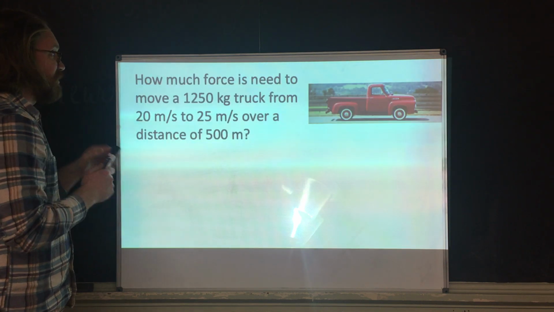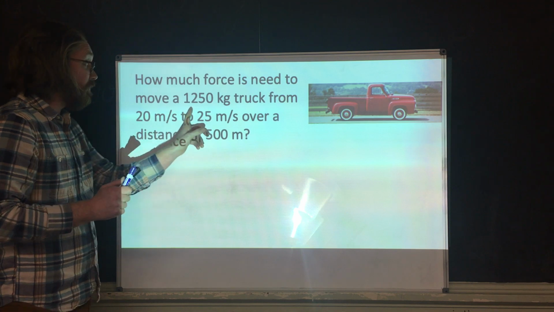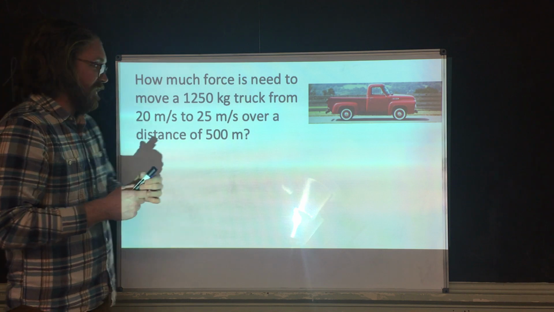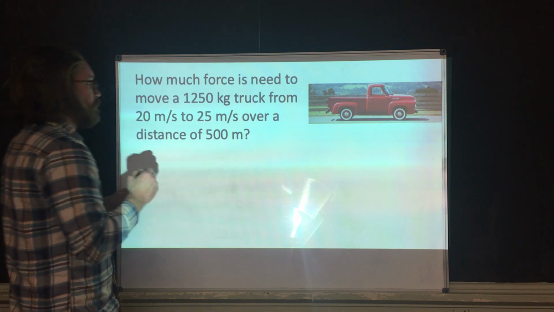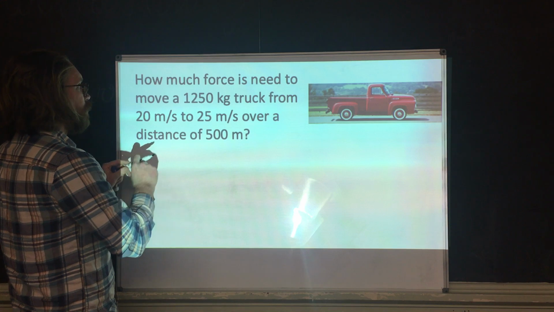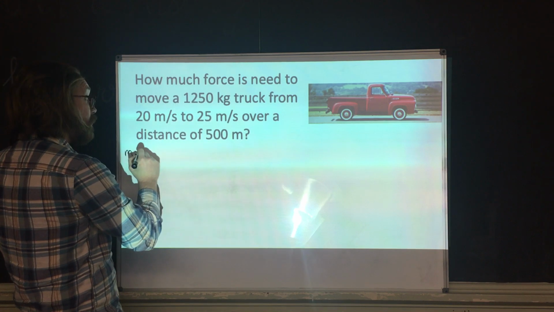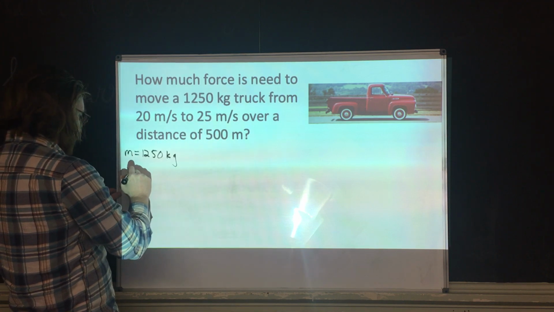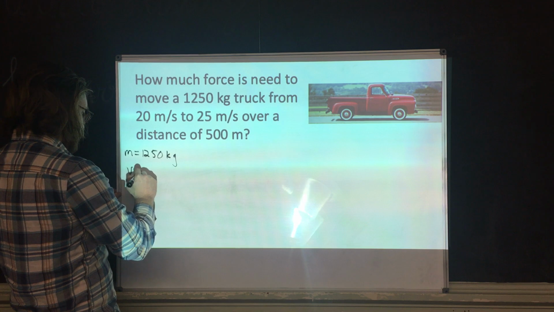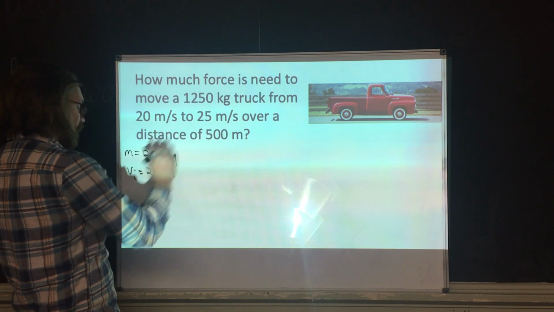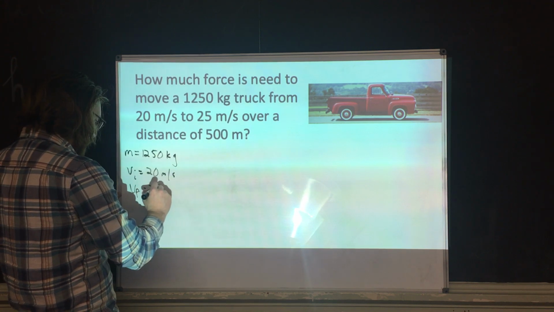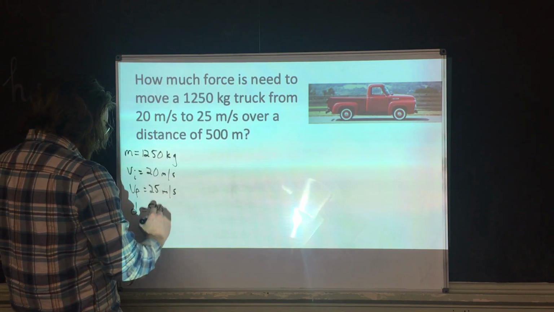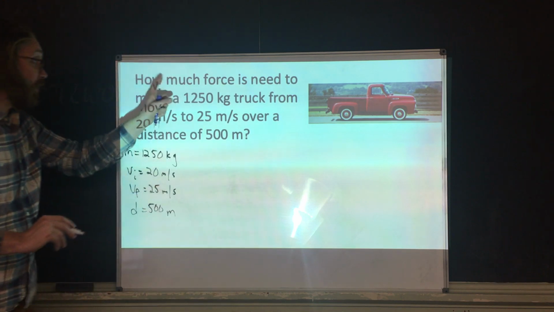Last but not least, how much force is needed to move a 1,250 kilogram truck from 20 meters per second to 25 meters per second? Let's see. Okay, so we have our mass, which is 1,250 kilograms. Our initial velocity is 20 meters per second to our final velocity, which is 25 meters per second. Okay, and our distance here is 500 meters. We are looking for how much force.